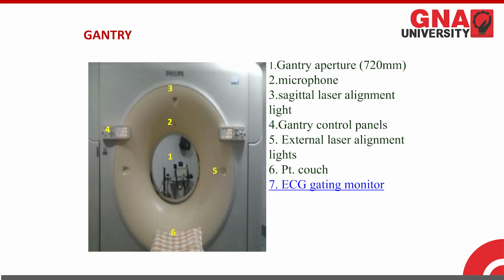Number 6 is the patient couch. Patient couch or the patient table is where we place the patient. Number 7 is ECG gating monitor. ECG gating monitor is present onto the gantry control panel. So whenever we have to perform any of the gated procedures, say for example CT coronary angiography, in that particular procedure we require ECG gating, and those ECG gatings will be visualized on this particular monitor.